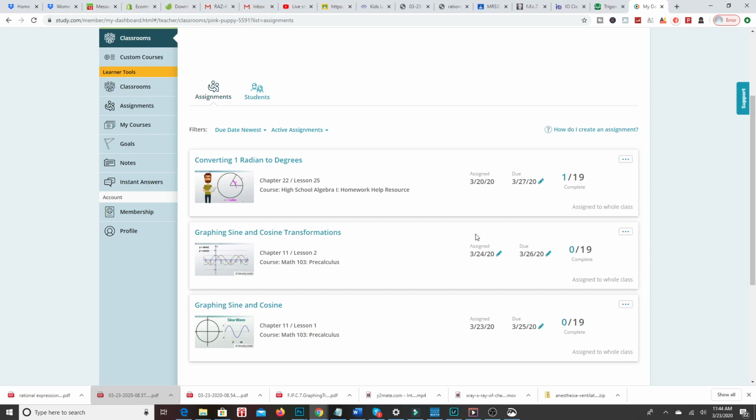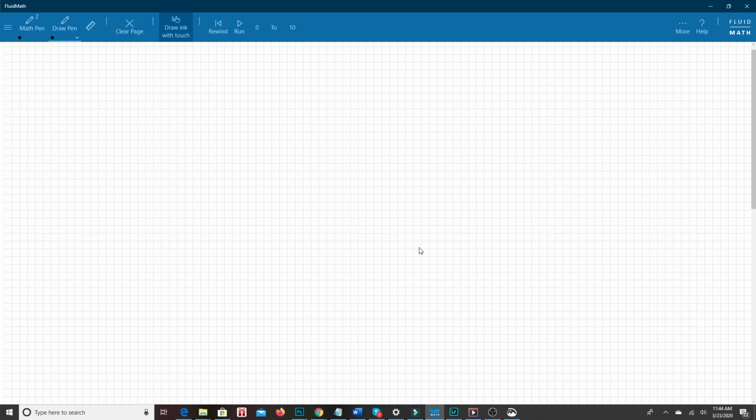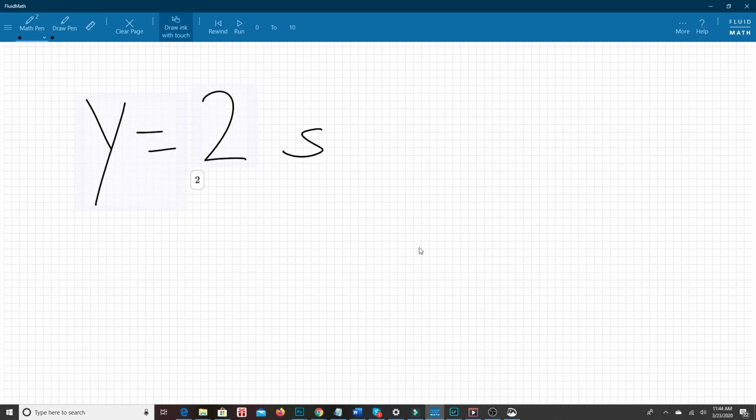Any questions right now on the graphing of this? I know I only graphed question 6. If you want to try to graph question 7, again, that's a half. So this time you're going to put a half underneath it. Let me see if I can pull back up Fluid Math. Let me clear this page. The next problem says y equals 2 sine 1/2 x.